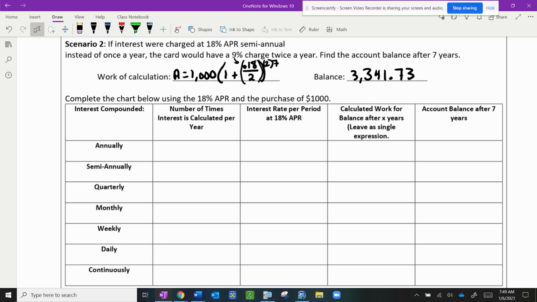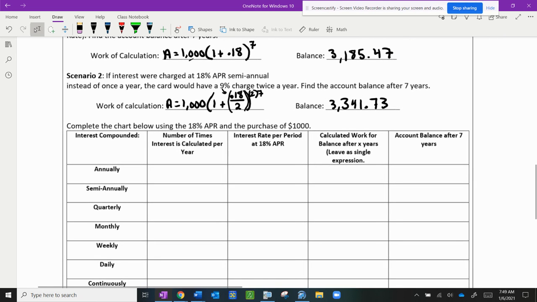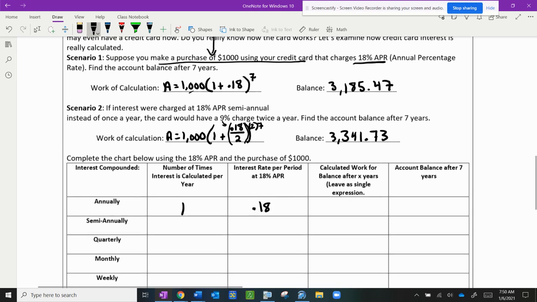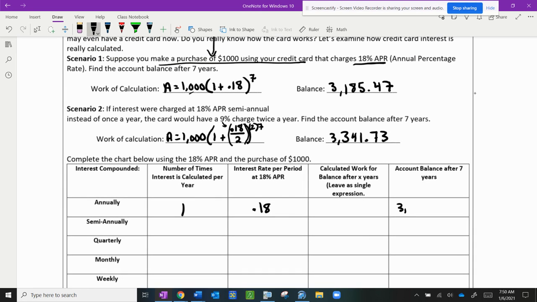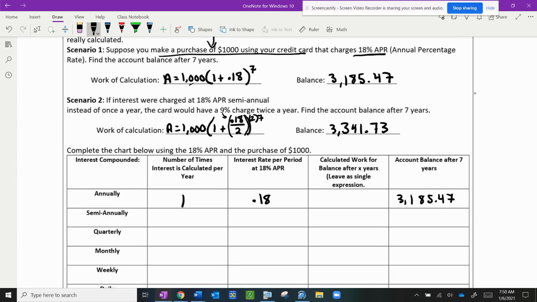So now what we're going to do is look at what happens if we keep compounding more often. So annually, how many times? 1, interest rate per period. We already calculated this, right? So I'm just going to write it, and this was our 1,000.